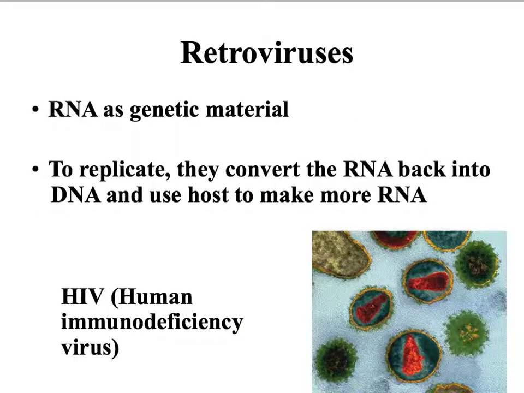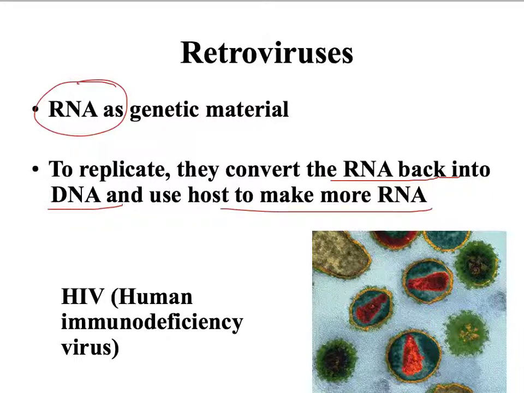So the retroviruses are RNA viruses. They have RNA as their genetic material. Here's where it gets tricky. These viruses have RNA as their genetic material. Well, a cell cannot integrate RNA into its nuclear DNA. So what has to happen in order for the retrovirus to become a part of the host cell's DNA is that the RNA has to be converted back into DNA, and then it's used to make RNA again.